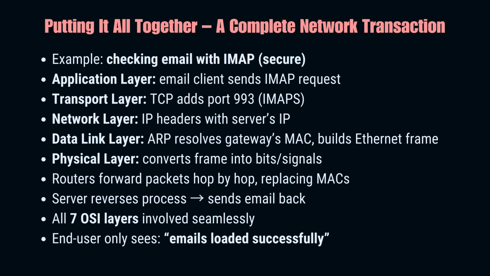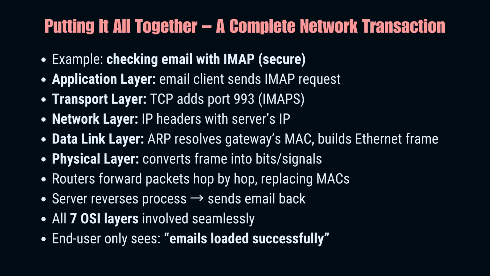Let's trace what happens when you check your email, seeing all OSI layers in action. Your email client, application layer, creates an IMAP request to retrieve messages. This gets handed to the transport layer, which adds TCP headers with port 993 for secure IMAP. The network layer adds IP headers with your mail server's address. Your computer consults its routing table and sends packets to the default gateway.